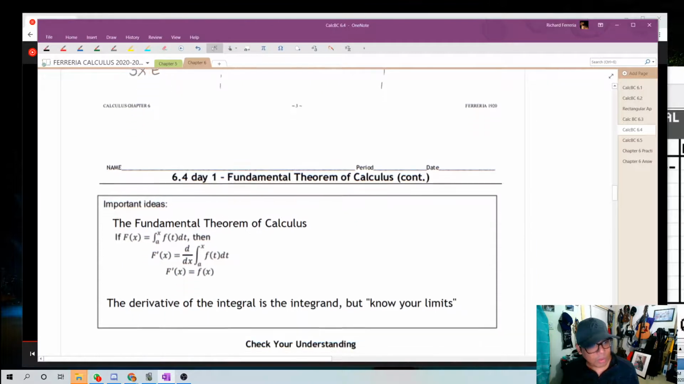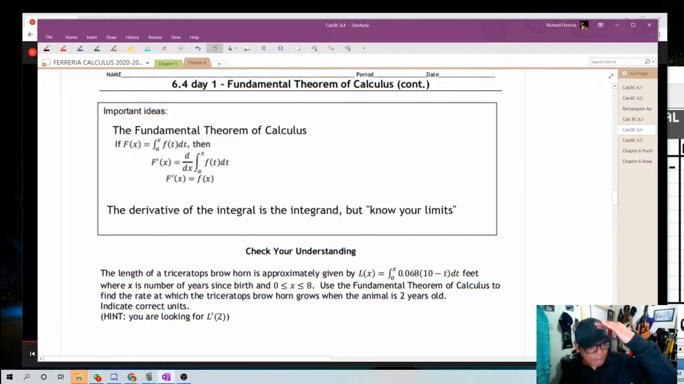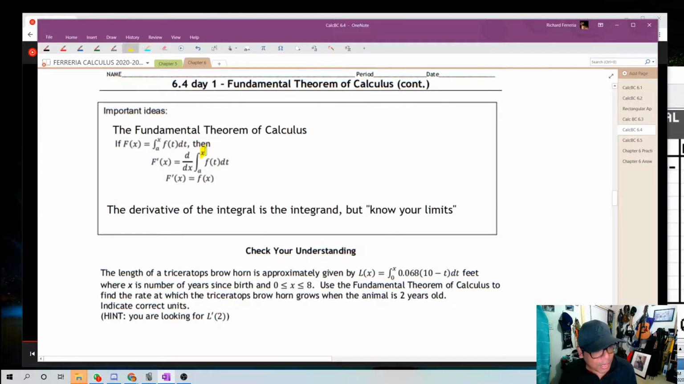Moving on, we've got the fundamental theorem of calculus over here. Basically, you're just substituting: the derivative of the integral is the integrand, but pay attention to the limits. Know your limits. By know your limits, of course, I mean pay attention to the upper and lower limit of the integral, because that's going to dictate what you do.